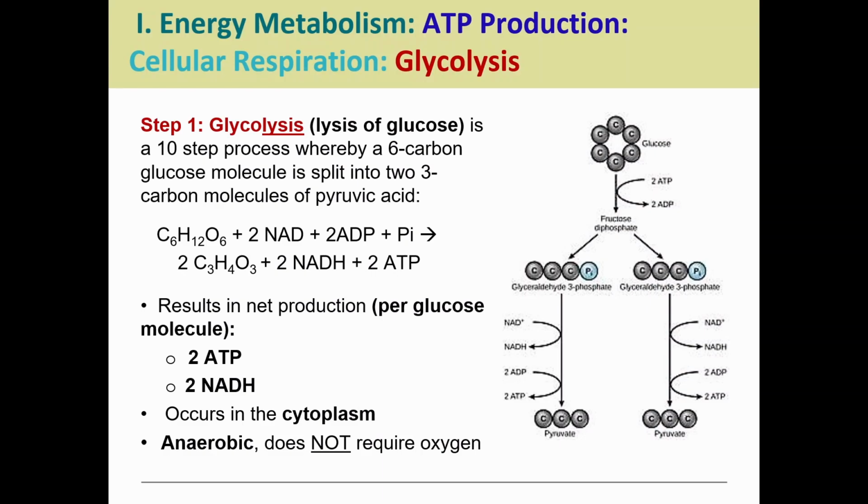We spend 2, we gain 4. That's a positive 2 at the end of it, right? 4 minus 2. So if you think of glycolysis, you kind of have to spend money to make money. You've got to spend a little ATP to really make ATP later down the road. Now we will get more than just the 2 ATP if we continue down cellular respiration. But I wanted to point out that we do have to spend some ATP to get started.